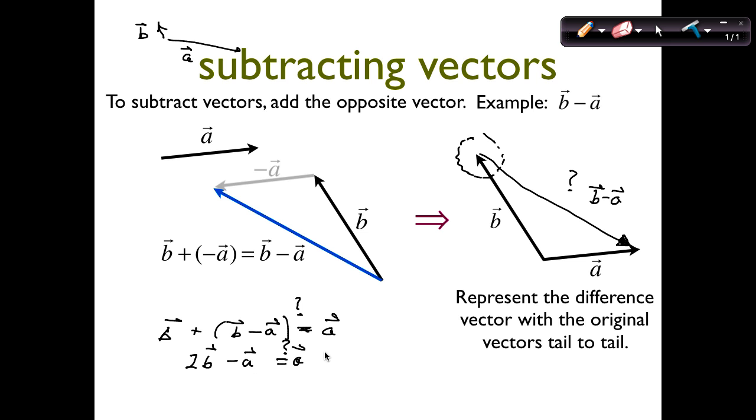So it's wrong. My conjecture was wrong. I got the wrong direction. Because if the direction were this way, then B plus B minus A would equal A. It doesn't equal. Therefore, it must be the other way. And so the other way is?